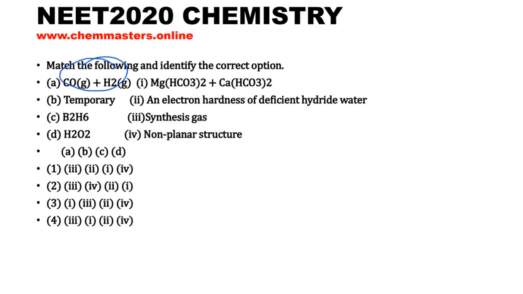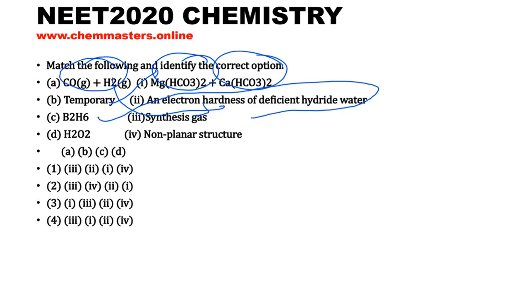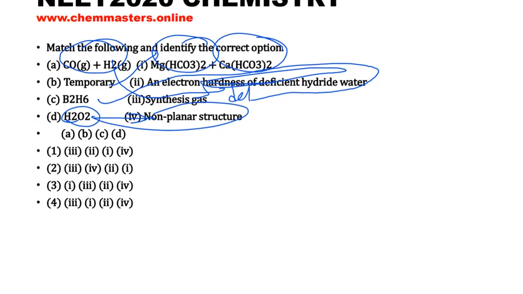CO plus H2 is synthesis gas. And here bicarbonates of magnesium and calcium are temporary hardness causing agents. And B2H6 is an electron deficient hydride. And next one, H2O2 has a non-planar structure. So these are the correct matches. So this is an electron deficient molecule. Okay, right. So this was about a total of 45 questions of NEET 2020 chemistry.